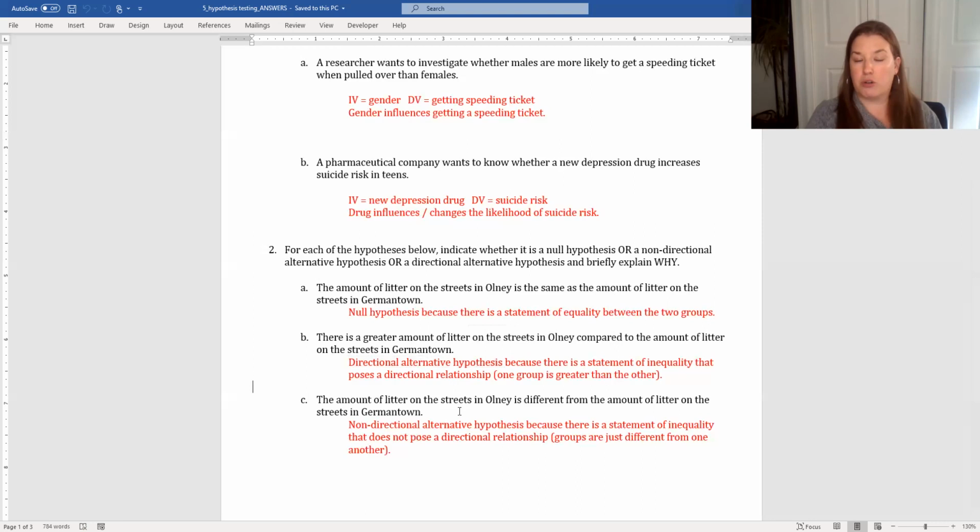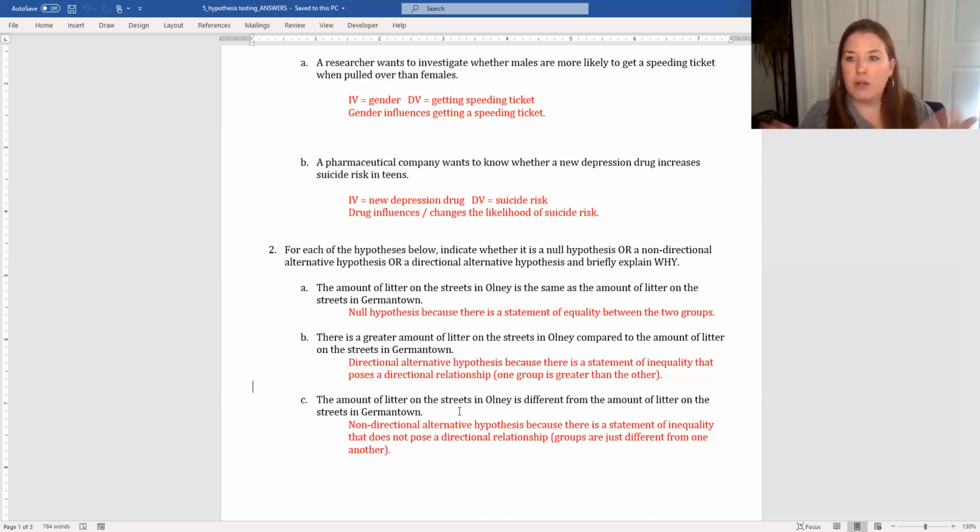C then says the amount of litter on the streets in Albany is different from the amount of litter on the streets in Germantown. So this one is saying that they're not equal, but we don't have a guess about which one's higher and which one's lower. So because it's not equal, it's an alternative hypothesis. And because we're not saying one's greater than or less than the other, it's a non-directional alternative hypothesis.